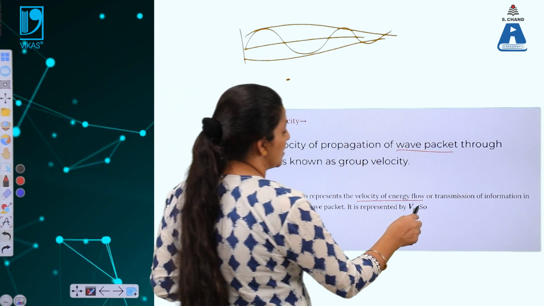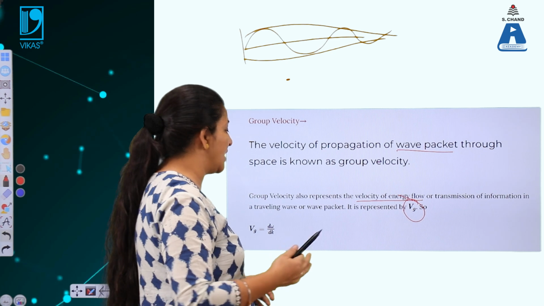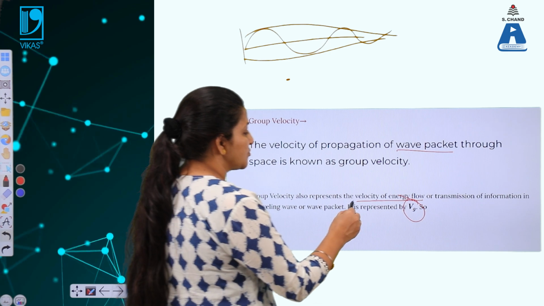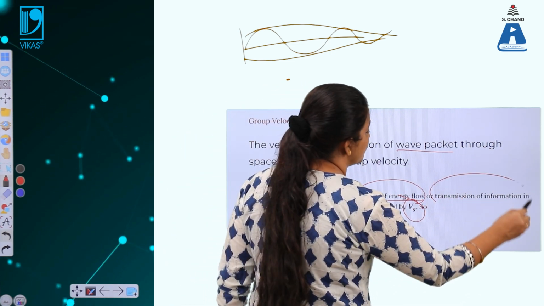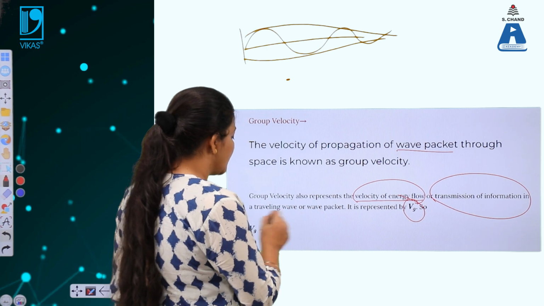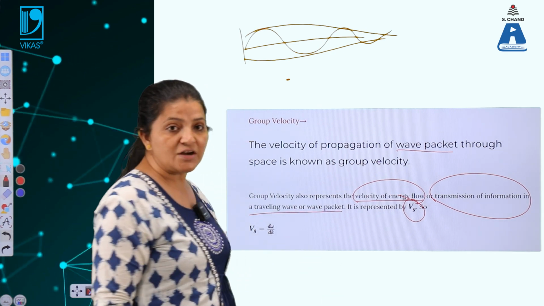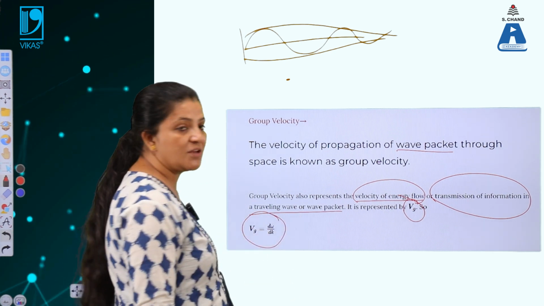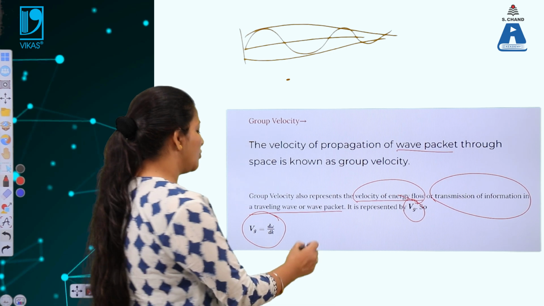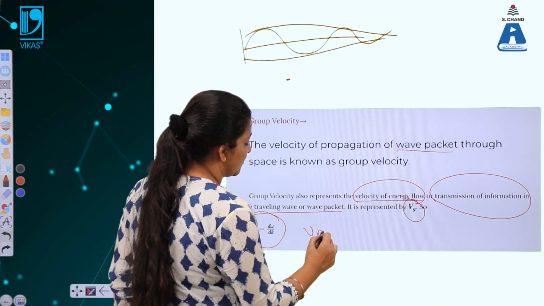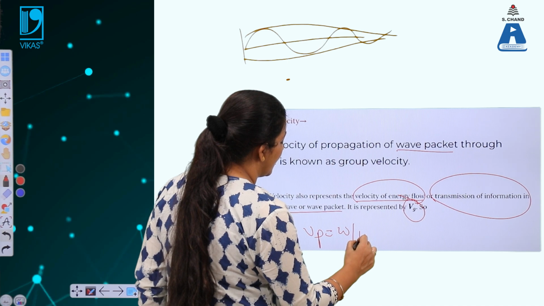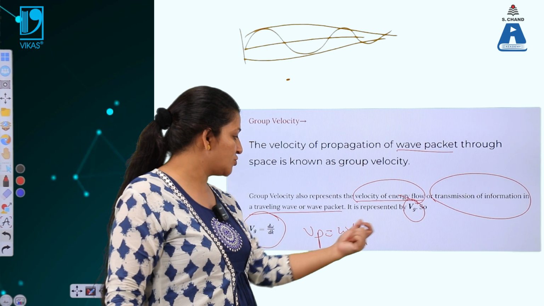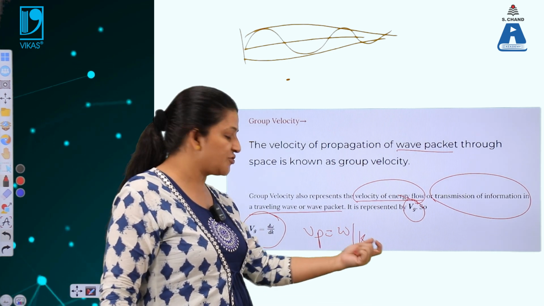That velocity is known as the group velocity Vg, which is equal to the velocity of the energy flow or the transmission of information in the given system or packet. The group velocity is equal to the derivative of omega with respect to k. This is different from the phase velocity, which is equal to omega by k. Here omega is the angular frequency and k is known as the propagation constant.